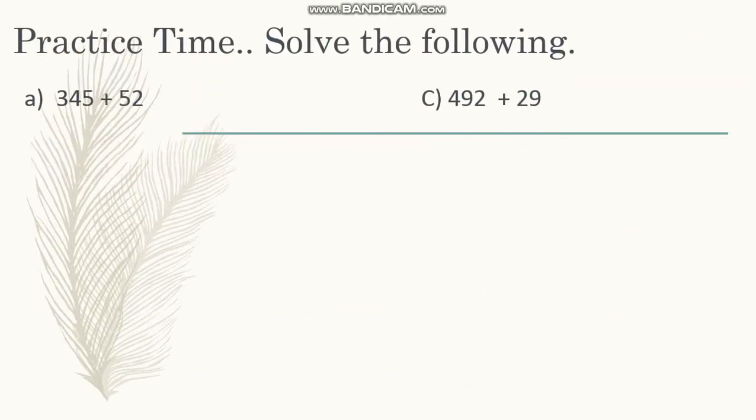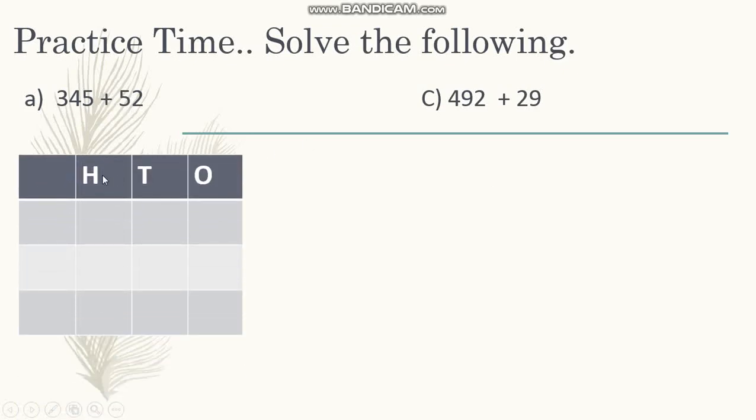Okay. Now next is practice time. Solve the following. So your first sum is 345 plus 52. So first I am arranging these numbers into hundreds, tens and ones places. So how am I arranging? First number 345. So 3 at the hundreds place, 4 at tens and 5 at ones. Now here you can see 52. There is no hundreds place number given. So 5 I'll put directly at the tens place and 2 at the ones place, right? Hundreds place no number, so I just keep it empty.